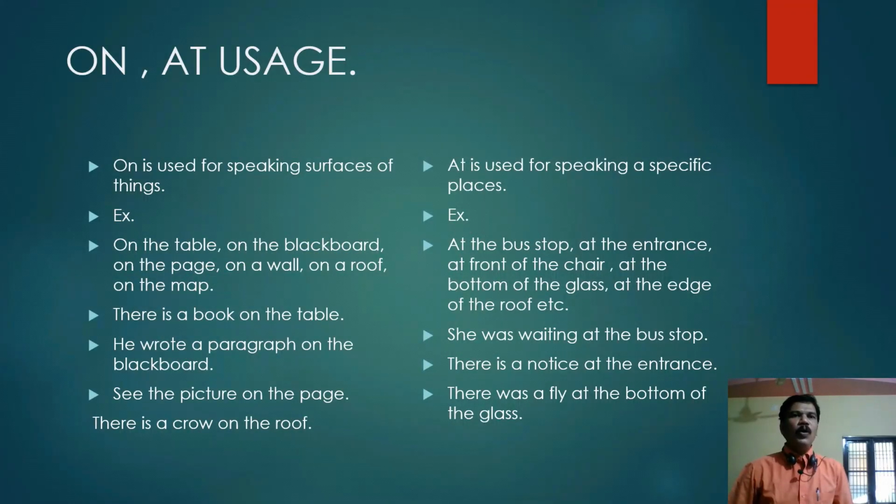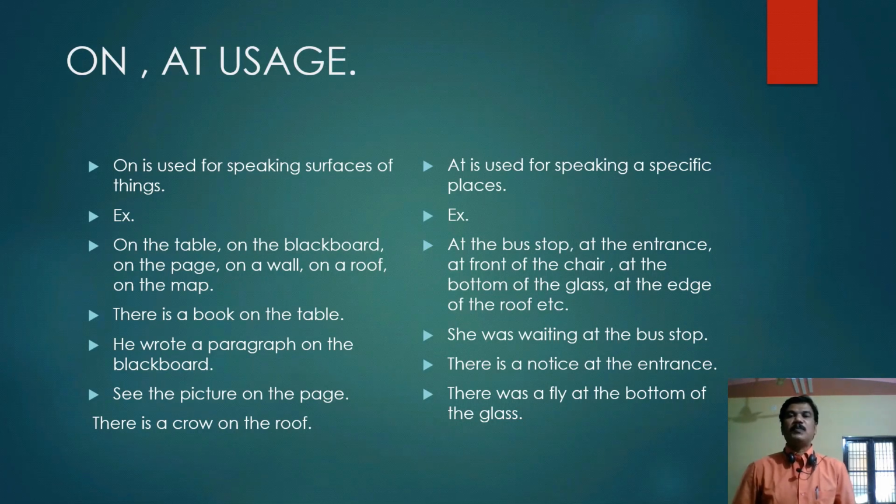Let's learn the usage of "on" and "at". "On" is used for speaking of surfaces of things. Example: on the table, on the blackboard, on the page, on a wall, on a roof, on the map. There is a book on the table. He wrote a paragraph on the blackboard. See the picture on the page. There is a crow on the roof.